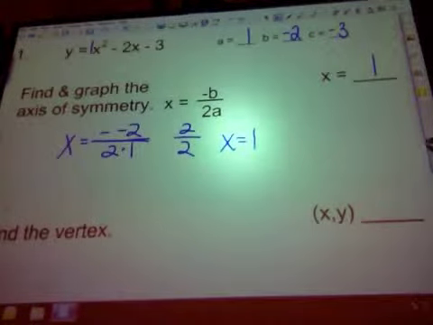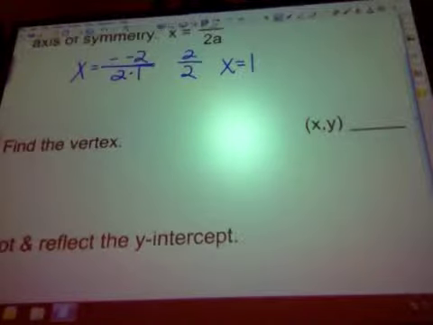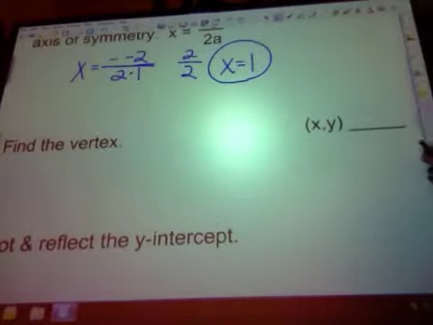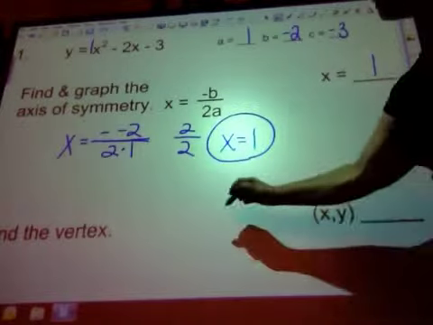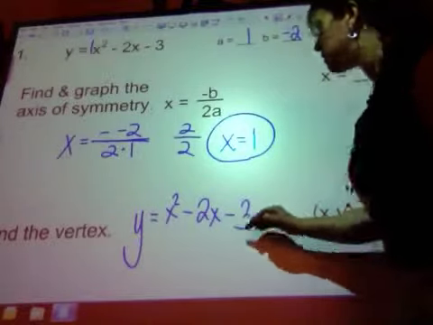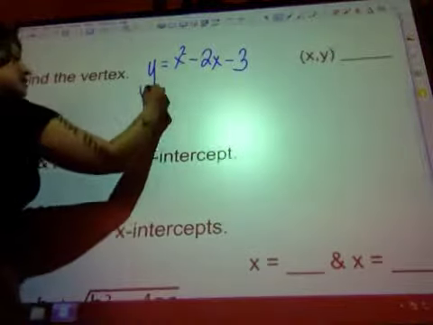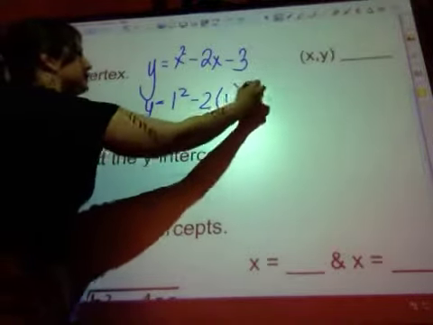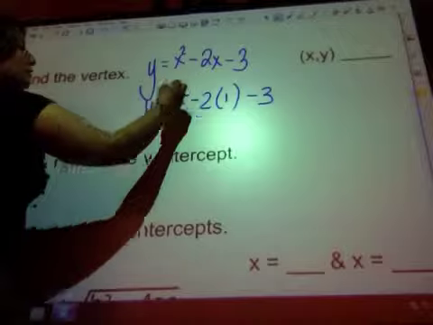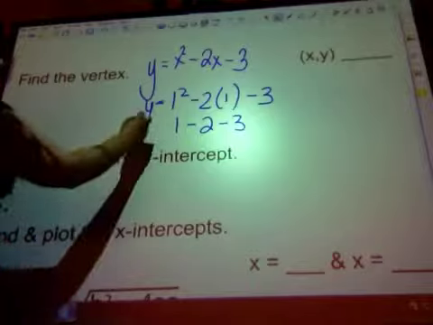The next thing after you find the axis of symmetry is finding the vertex. To do that, you take what you found for your axis of symmetry, or x equals 1, and we plug that into our original equation. So instead of doing y equals x squared minus 2x minus 3, we're going to put a 1 in for all of those x's. So we'll do y equals 1 squared minus 2 times 1 minus 3. Order of operations says I need to do exponents first. 1 squared is 1. 2 times 1 is 2. And then I just bring down my minus 3.